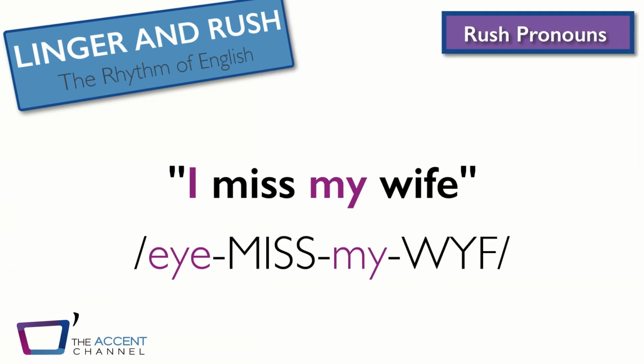Let's do one more example. We've got the pronoun I and the pronoun my. We have the verb miss and we have the noun wife. Let's do it. I miss my wife.